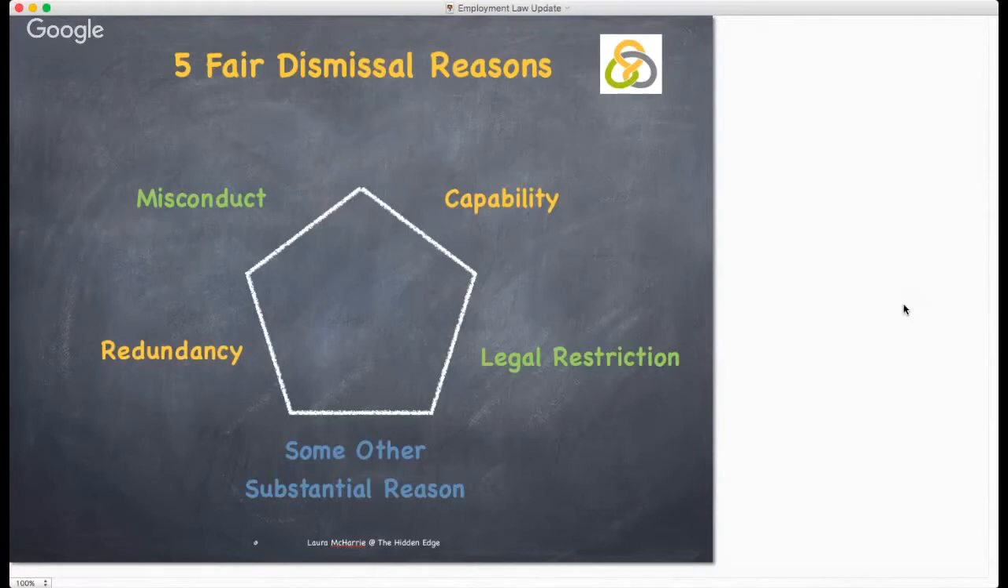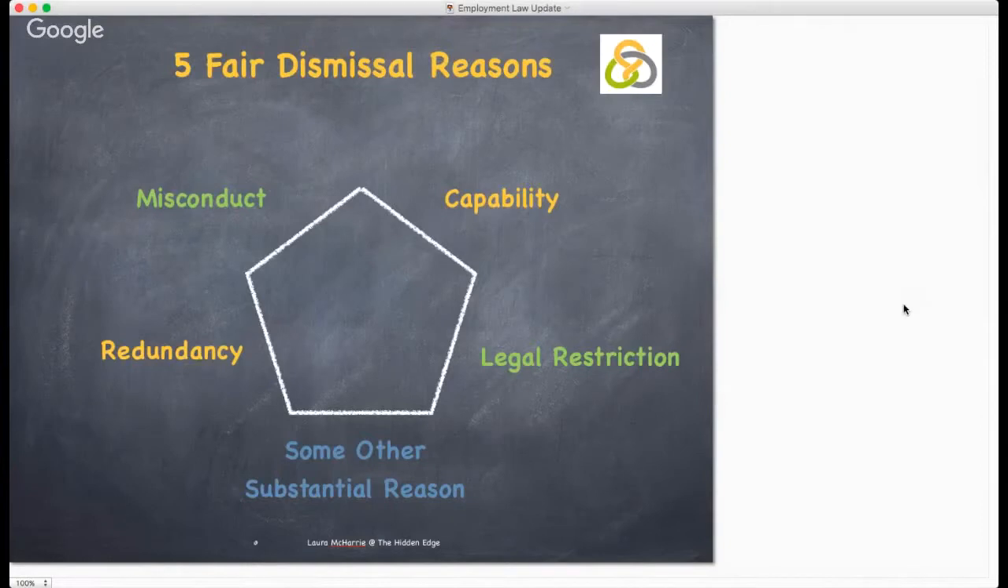And the last one, some other substantial reason. It's the catch-all. And to some extent it is true when, of course, the dismissals don't fit into any of the other 4 categories. There isn't a legal definition for this, but here are some examples of where it might be applied.